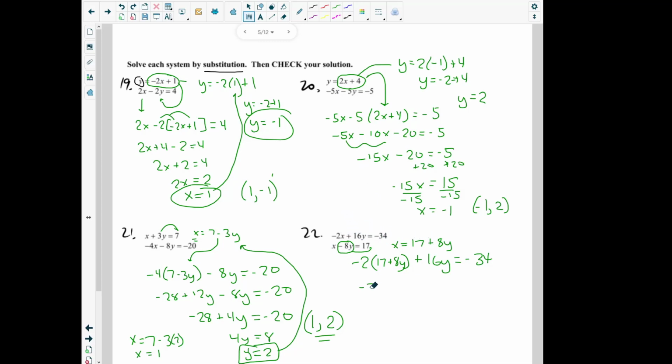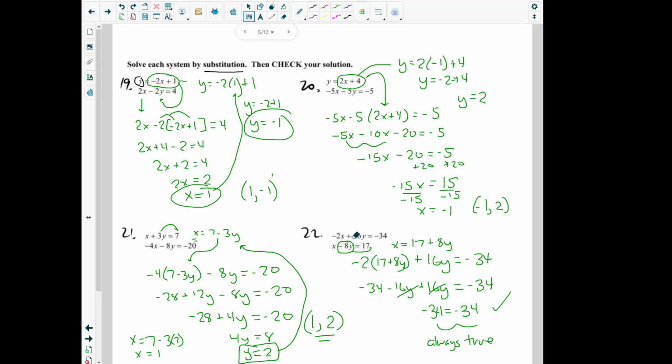Okay, so that's minus 34 minus 16y plus 16y equals negative 34. Okay, now this goes away completely. Those are opposites. So I get negative 34 equals negative 34. When that happens, that's a special case. That means it's always true, which means that these two lines always intersect. And the reason for that is they're the same line.